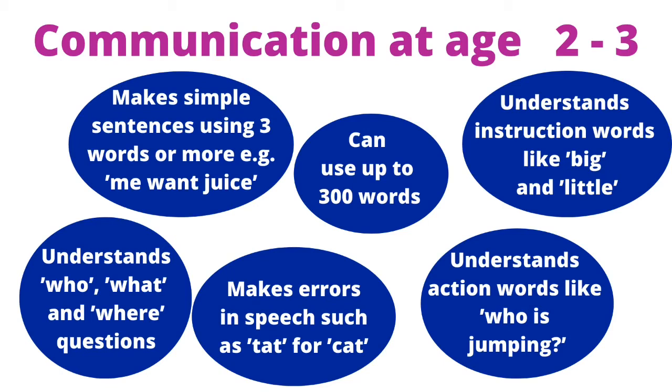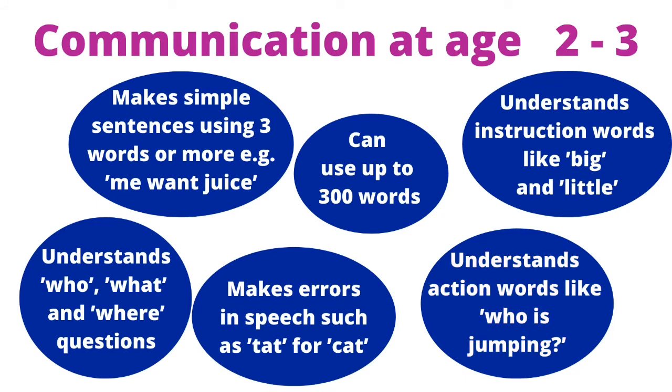And again, we need to respond to this and praise them and say, yes, brilliant. You want some more juice. You can see the cat. So we're copying them, we're reinforcing what they're saying, and we're also in conversation with them by doing this. They understand instructions with words like big and little. So they're starting to understand that big means big and little means little, which is fantastic. Again, the listening and the understanding has come first, and they're starting to understand that even if they can't say those words. Understands action words like who is jumping.